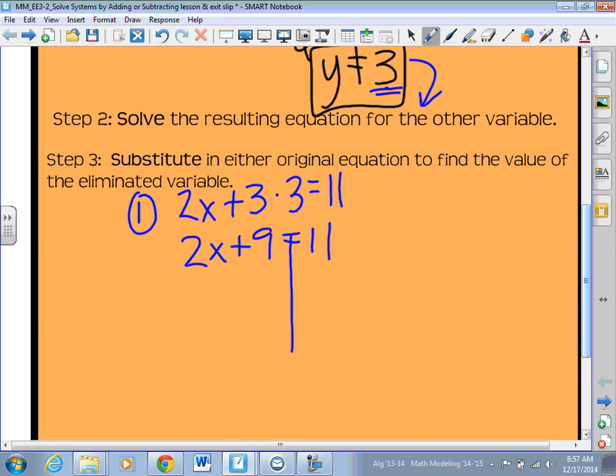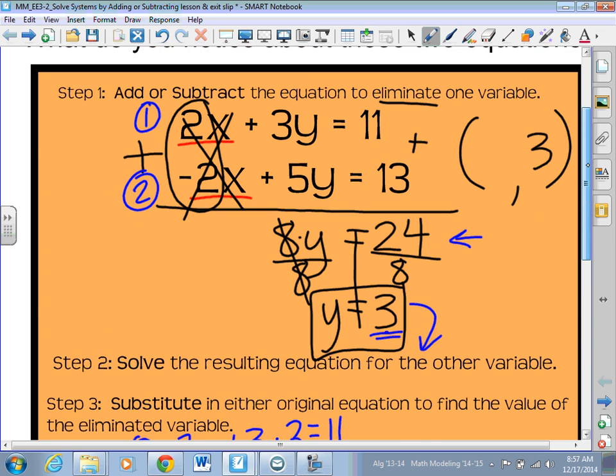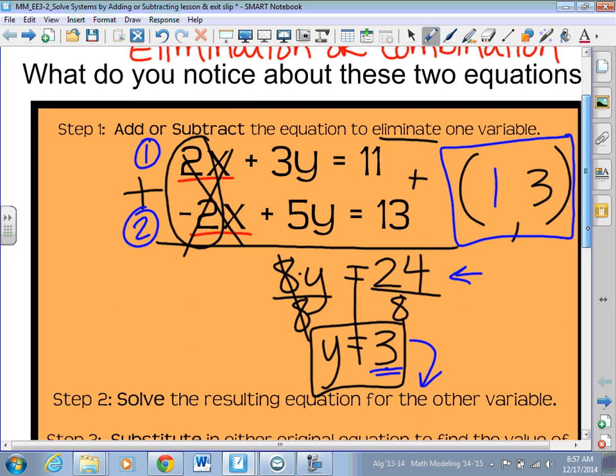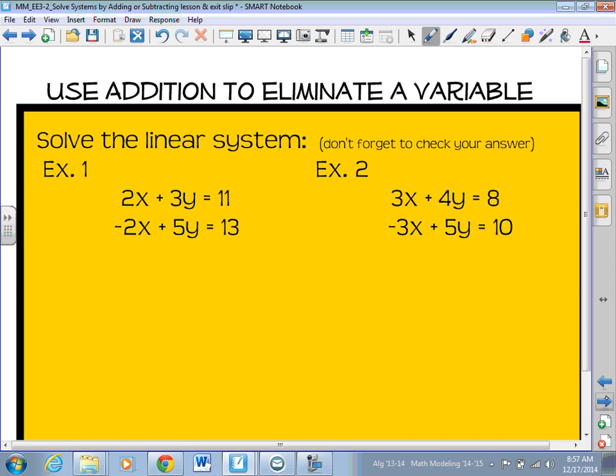Now I've got a two-step equation. Subtract 9, 2x is equal to 2, divide by 2, x is equal to 1. So now I can come back up here into my answer and put in the 1. So my answer, the solution to both of these equations, remember the solution is where they intersect, is 1, 3. Elimination is as easy as that. It's really the easiest form if your numbers play nice together.